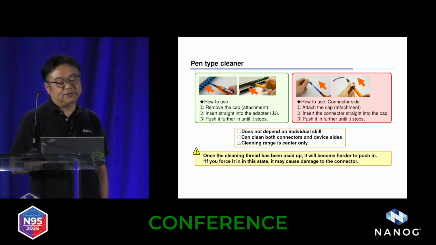This cleaner is also ideal for cleaning optical transceivers, and these types of cleaners are usually available for MPOs as well. The only weakness is the cleaning range. Only the center of the fiber on the connector interface can be cleaned. However, the pen-type cleaner's cleaning range is usually enough, unless it's very dirty.